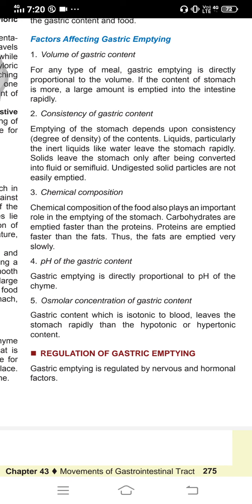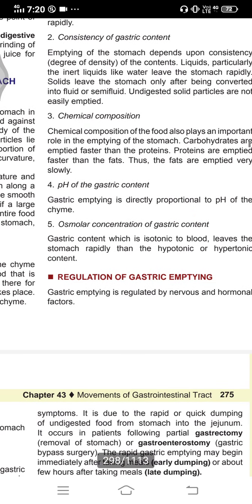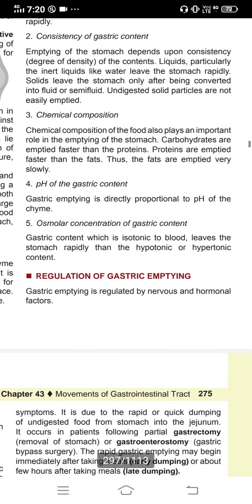An osmolar concentration of the gastric content is another factor, where gastric content which is isotonic to blood leaves the stomach more rapidly than hypotonic or hypertonic content. Now, regulation of gastric emptying. It is by nervous and hormonal factors.